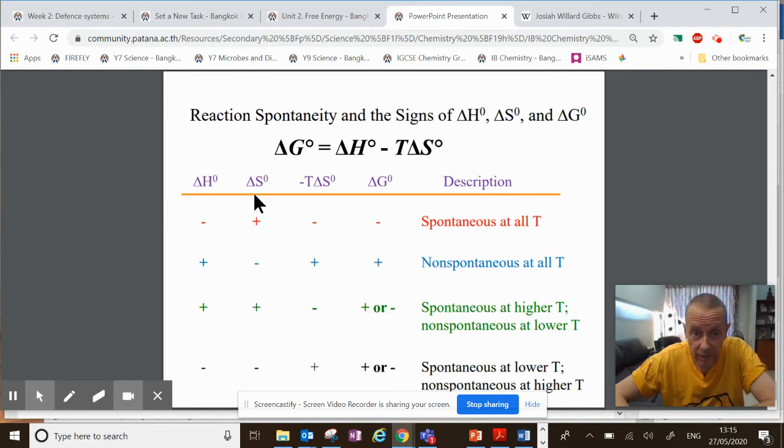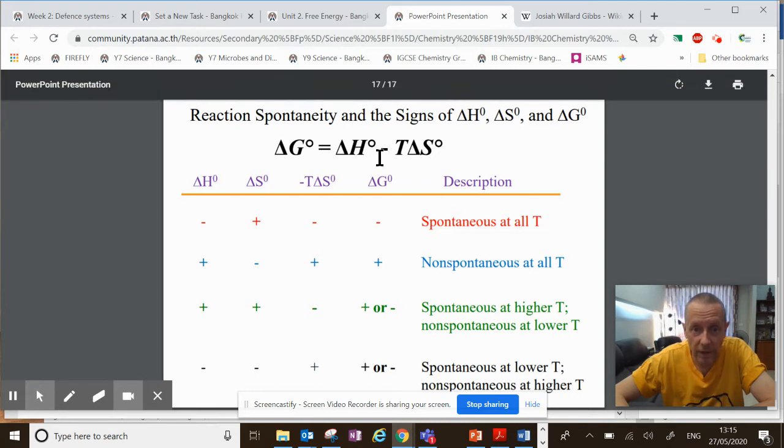So if delta S is going to be positive, the negative of the entropy is going to give a negative value. So now we're looking at situations where delta H here is positive, but this is negative. Now, provided that the magnitude of this negative value is bigger than the magnitude of this positive value, then it will be negative overall.